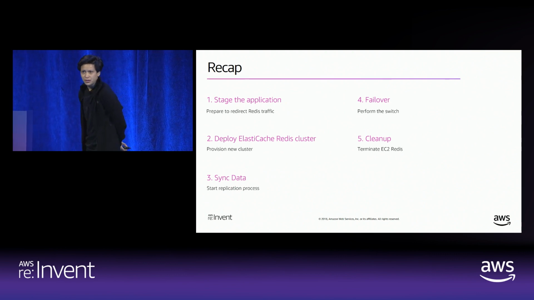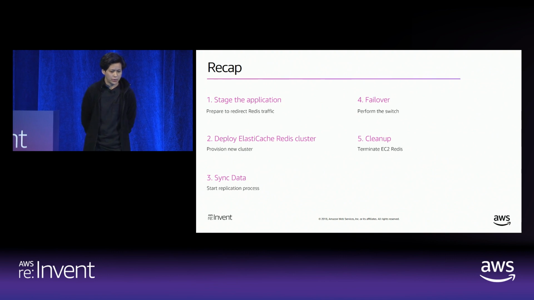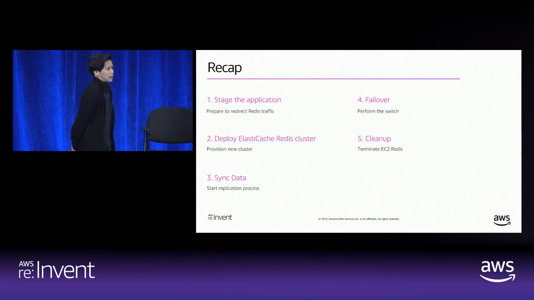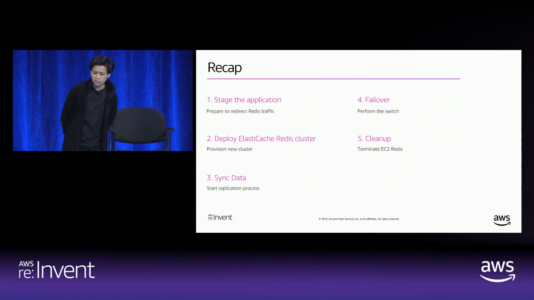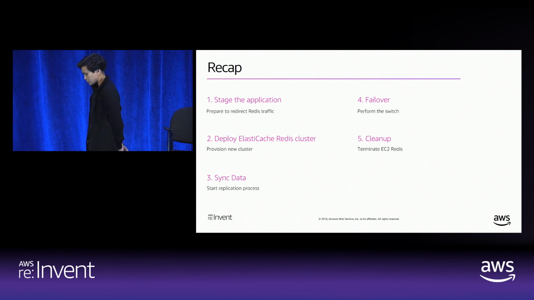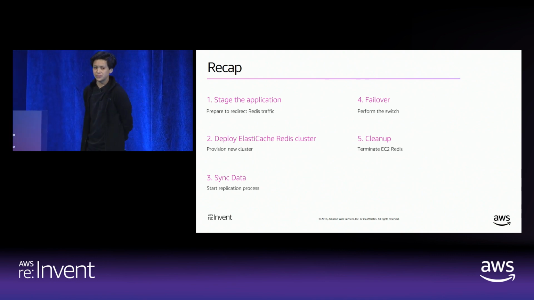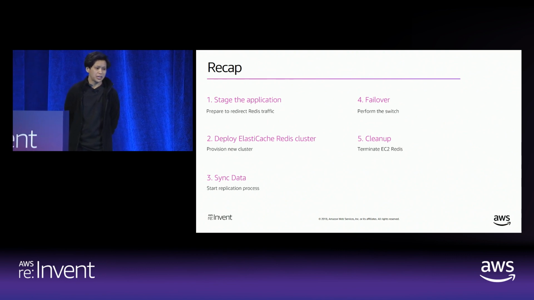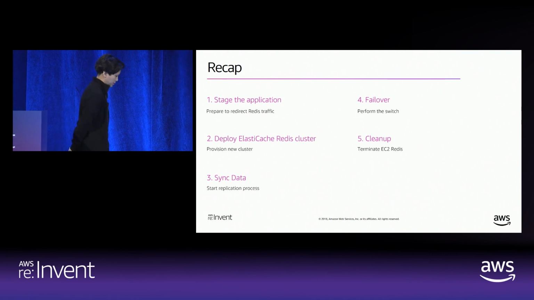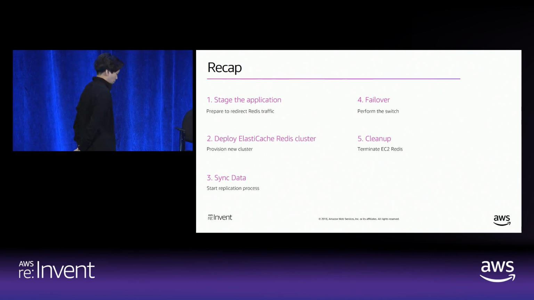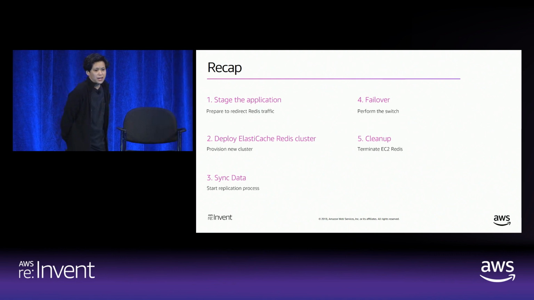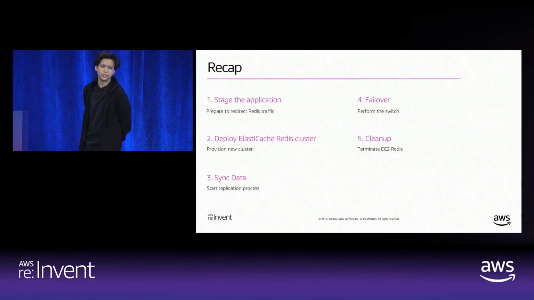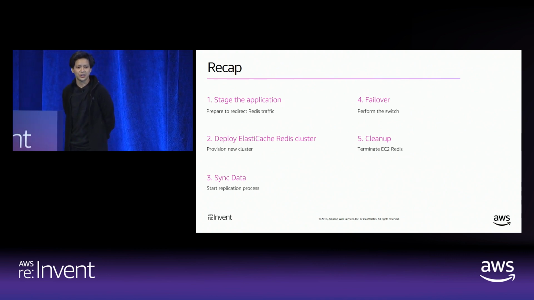Wait for that to finish and perform your failover. Performing the failover is a 3-step process, right? We have to block the traffic to EC2 Redis, merge your pull request to make your application start reading and writing to the ElastiCache Redis node. And finally, clean up, right? You can now clean up and terminate your EC2 Redis cluster.